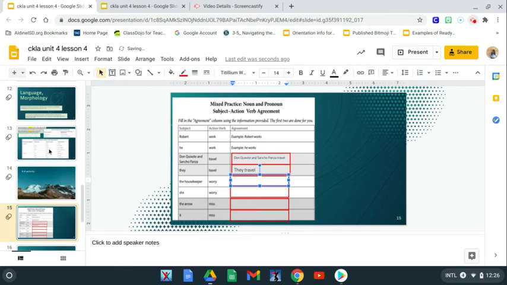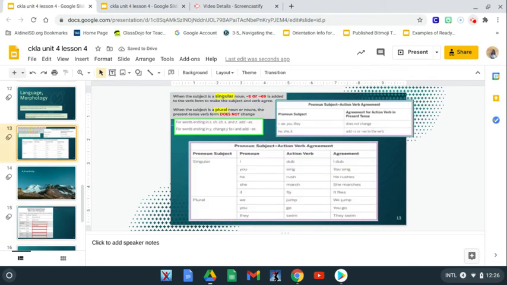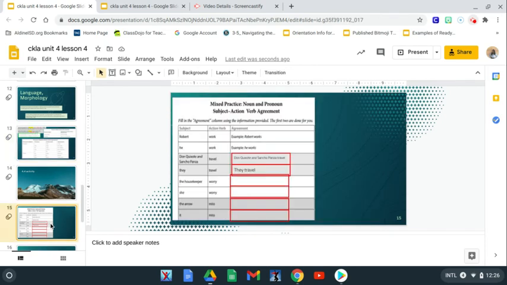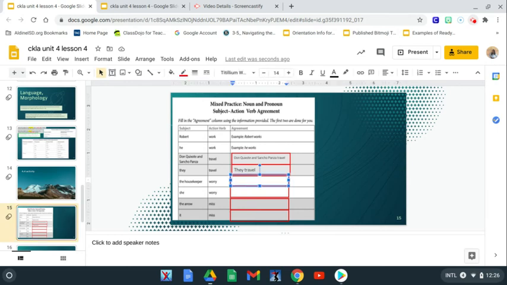And then for our next one that we're going to do together, it says the housekeeper worry. Okay, so we know that the housekeeper is singular. That's only one. They're only talking about one housekeeper. So we know that it's going to change. But look here, you guys. The words that end in y, we're going to change the y to i and add es. So in that case, it's the housekeeper worries. Okay, boys and girls.